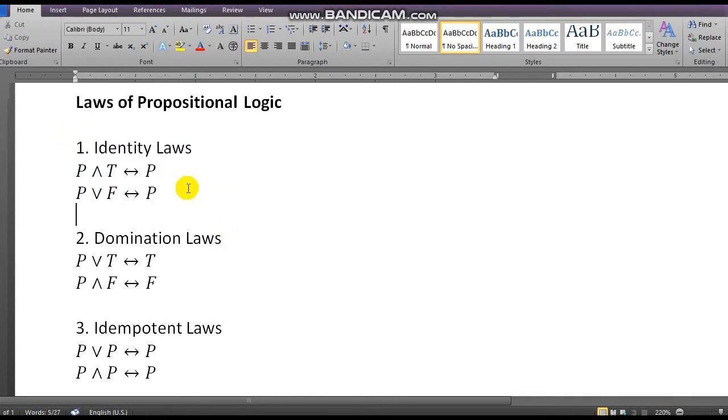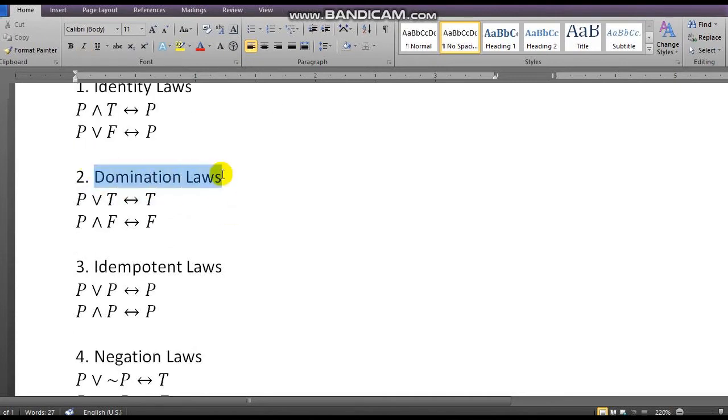For the identity laws, if we have a proposition P and a true statement, P and true is equivalent to the statement P. Because if P is true, then it's true, while if P is false, then it becomes false, regardless of the true statement. So P and true is always P. That's basically what the identity laws tell us. It reverts a statement into itself, and P or false would be equal to P.